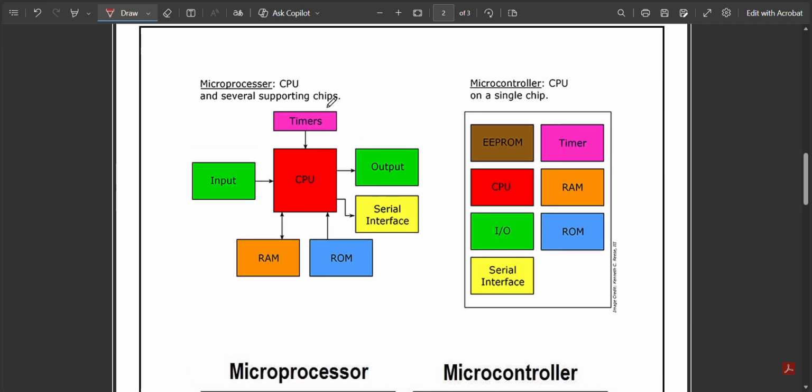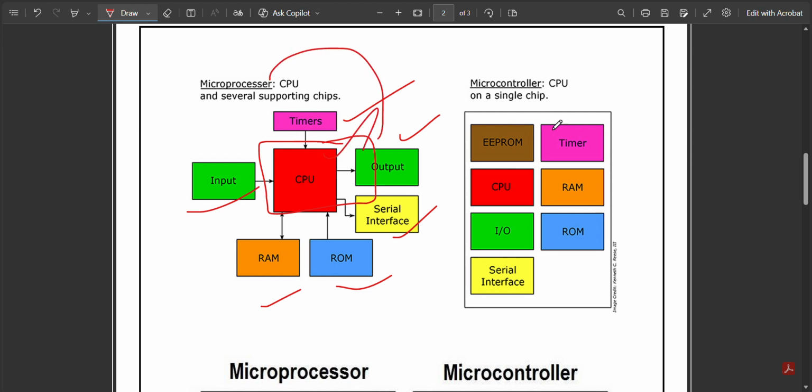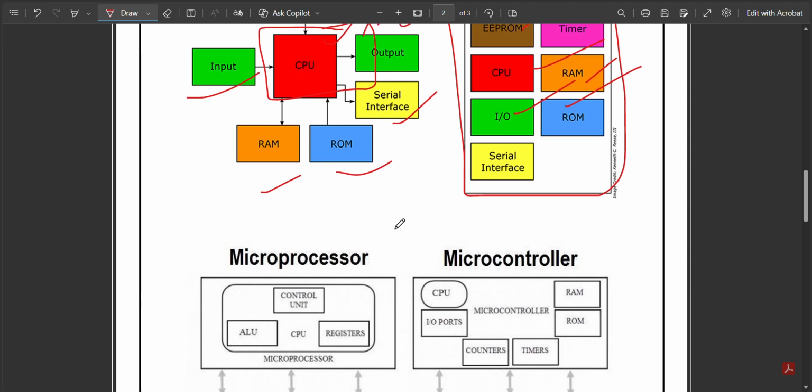In this image, it's easy to understand this concept deeply. In a microprocessor, the timers, counters, serial interface, RAM, ROM, and input-output are all connected externally to the CPU chip. The CPU is the microprocessor. In a microcontroller, the timer, RAM, CPU, IO, ROM, EEPROM, and storage devices are all together on a single chip. This is the difference between a microcontroller and a microprocessor.